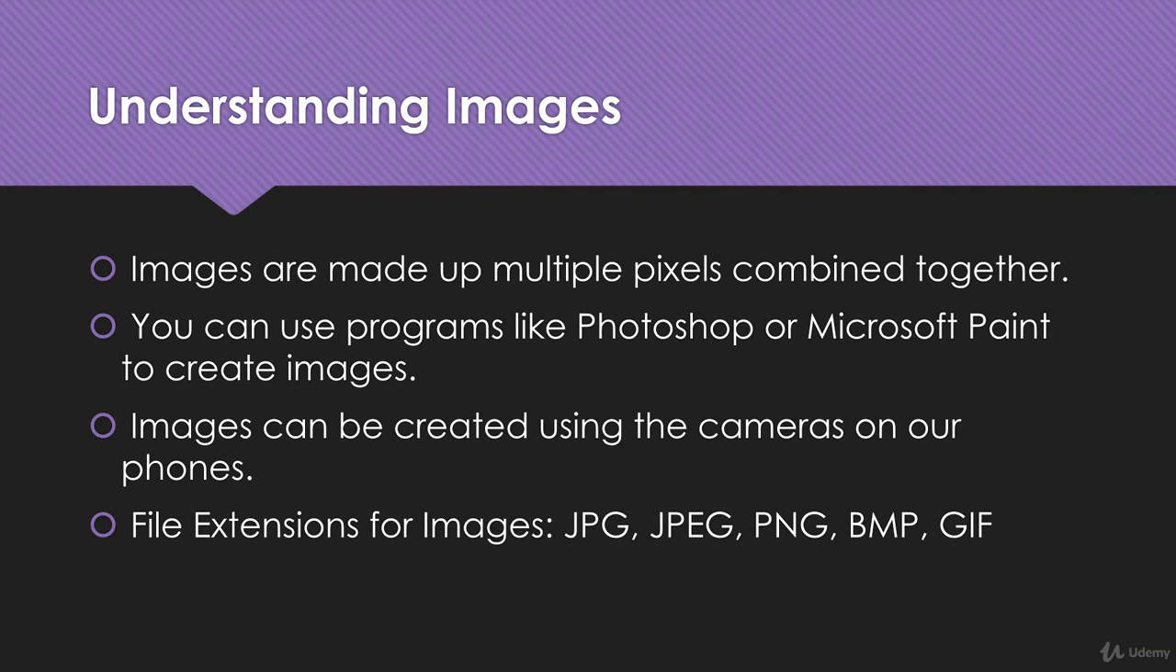Whenever we think of images, we tend to think of a group of pixels on a screen all combined together to make up something we can visually recognize. You can use programs like Photoshop or Microsoft Paint to create images. The phones or cameras can take pictures, which we can upload onto the web as an image. Some of the most common formats for images are JPEG, PNG, and GIFs.